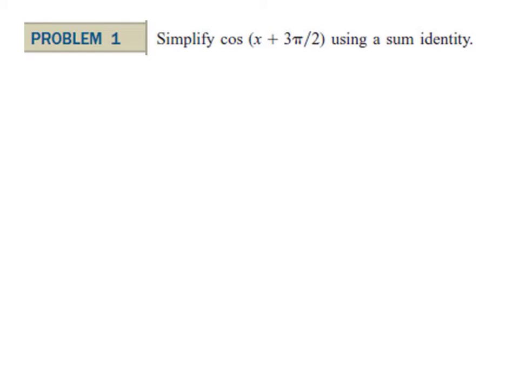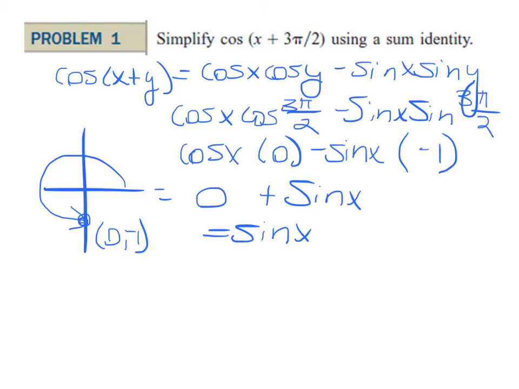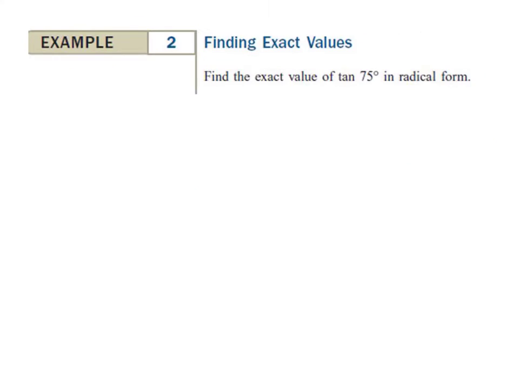Now it's your turn to try, so go ahead and pause and I'll put the steps on how to do this. Okay, so here's the answer. Just remember to use your circle. Next one, we're going to do example number 2. Now, the problem here is we don't know of a triangle that has a 75-degree angle. That's not one of our common ones. So what we want to do is try to find a way to make it 75.